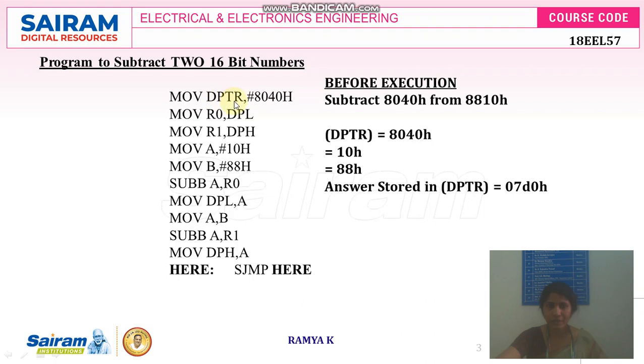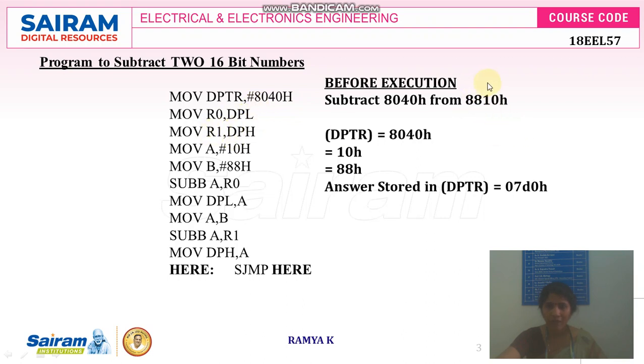and this data pointer is a 16-bit register, which you can use as two 8-bit registers. One is data pointer low and the other is data pointer high. Whatever data you have in the data pointer low is transferred to R0, and whatever data you have in data pointer high will be transferred to the R1 register.